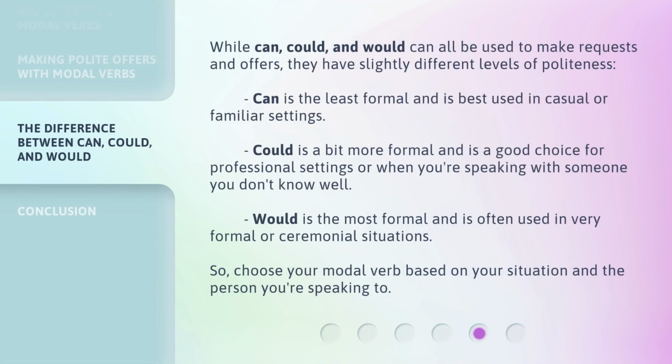While can, could, and would can all be used to make requests and offers, they have slightly different levels of politeness. Can is the least formal and is best used in casual or familiar settings. Could is a bit more formal and is a good choice for professional settings or when you're speaking with someone you don't know well. Would is the most formal and is often used in very formal or ceremonial situations. So, choose your modal verb based on your situation and the person you're speaking to.